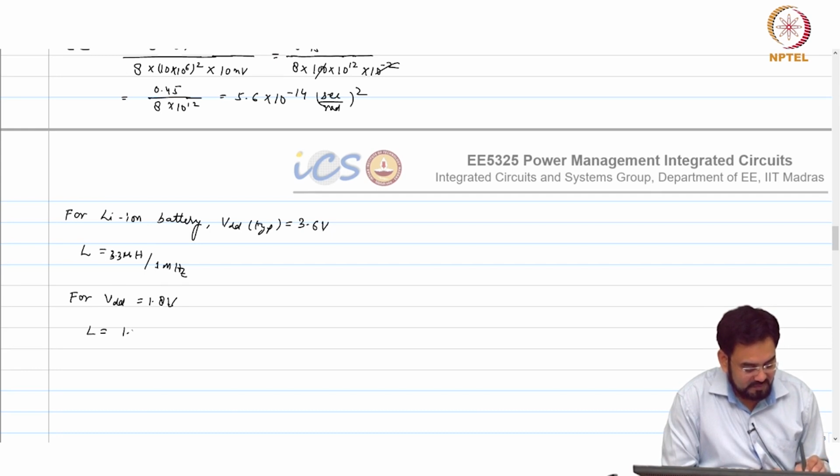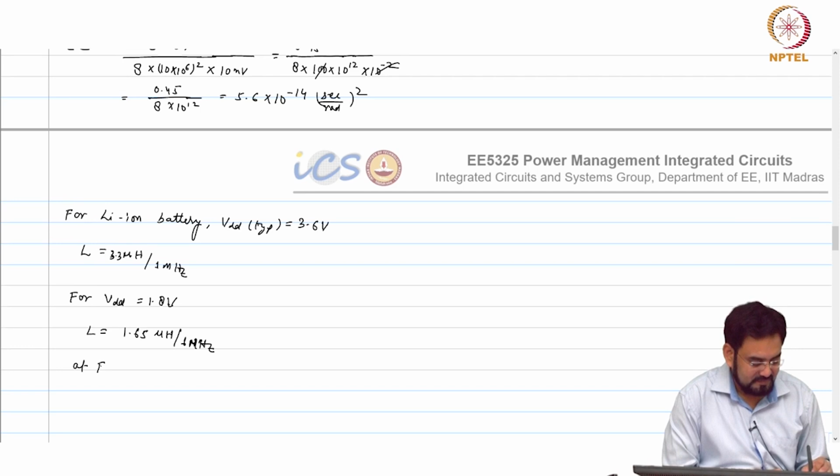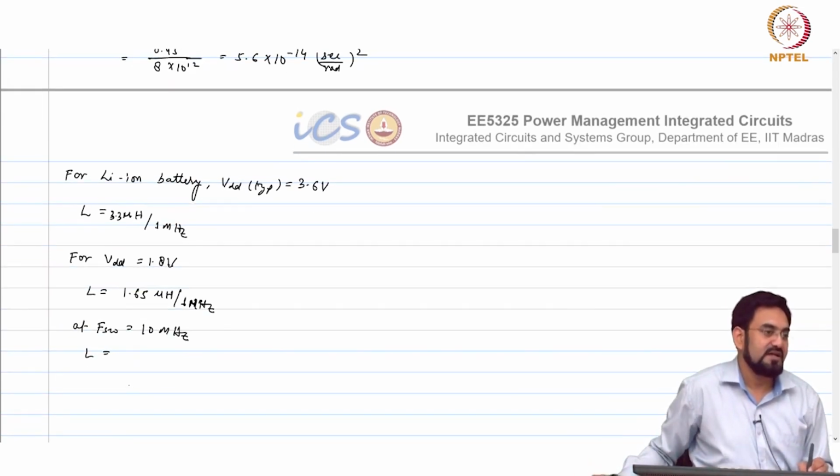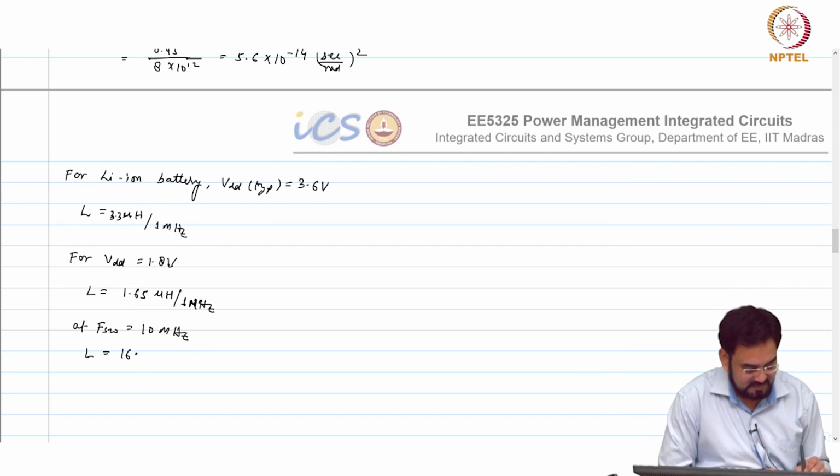For L equal to 1.15, sorry, 1 point, how much will that be? 1.65 microhenry for 1 megahertz. For 10 megahertz, you can easily choose how much? 165 nanohenry. Nanohenry.